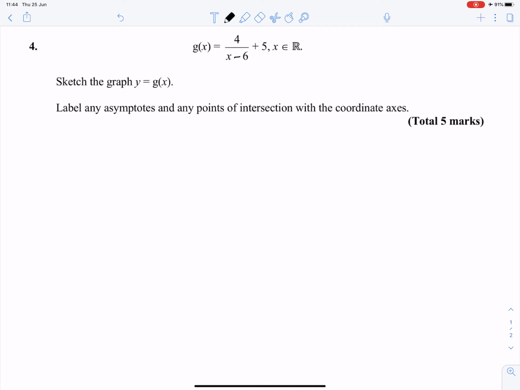So, question 4, g of x equals 4 over x minus 6 plus 5. X is a member of the set of real numbers. Sketch the graph y is equal to g of x. Label any asymptotes and any points of intersection with the coordinate axis. So, standard sketch and label the important points kind of question.